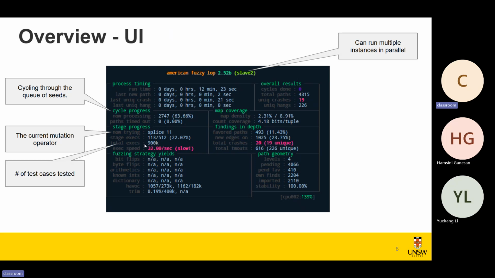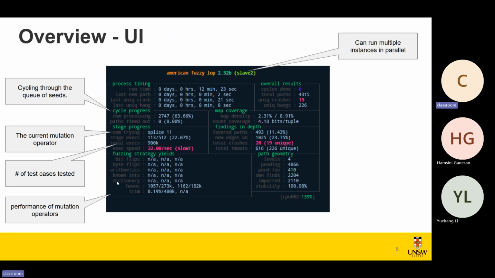You can see how many test cases we have executed in total, and we can also see the execution speed here. This section here keeps track of the performance of different mutation operators. You can see that all these NA here mean these mutation operators are not used.